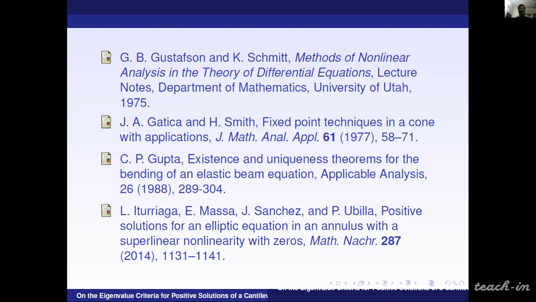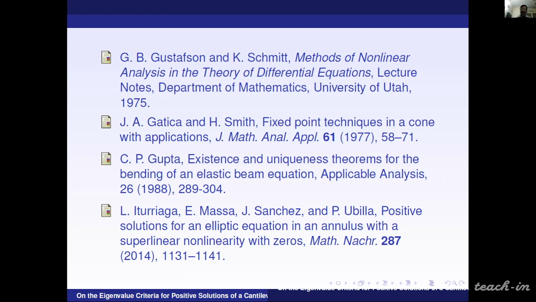Gustafsson and Smith published a book of lecture notes in 1975, Methods of Nonlinear Analysis in the Theory of Differential Equations. They published two fixed point theorems. These are really interesting, and they are generalizing the Krasnoselskii fixed point theorem, especially the cone compression and cone expansion theorem.